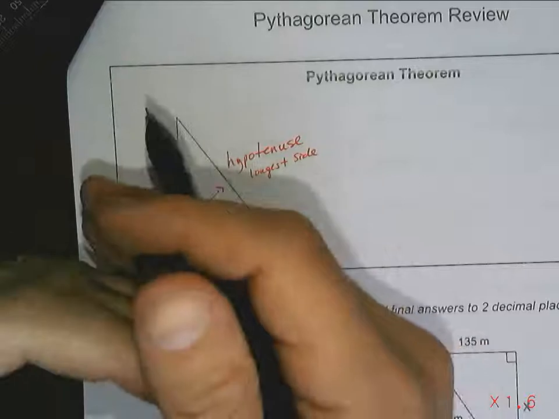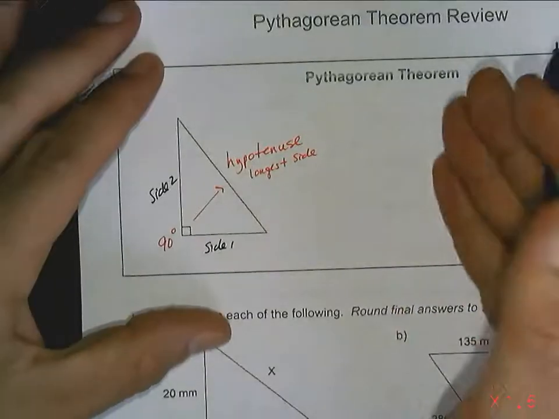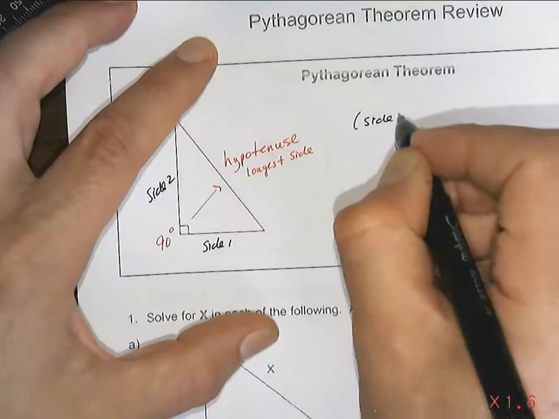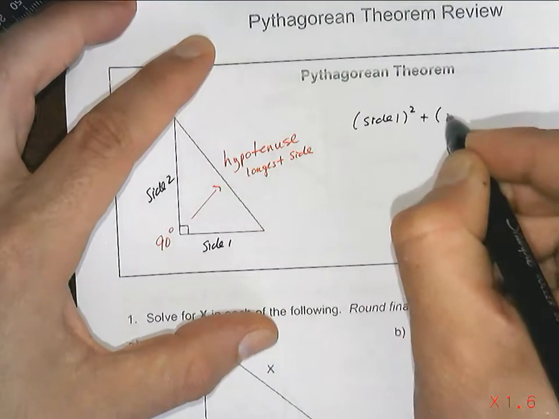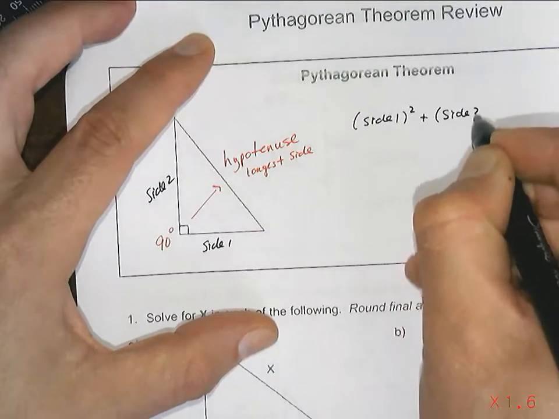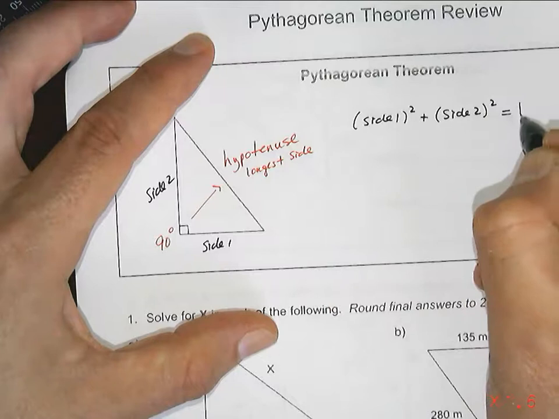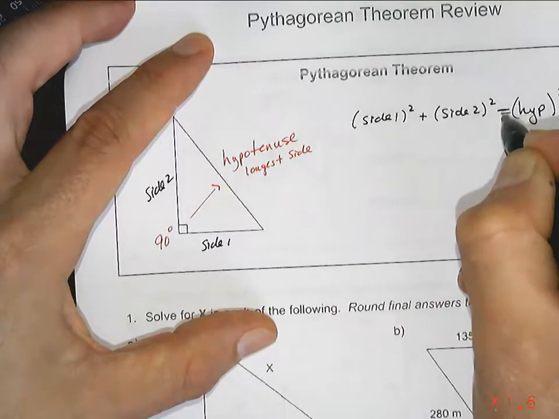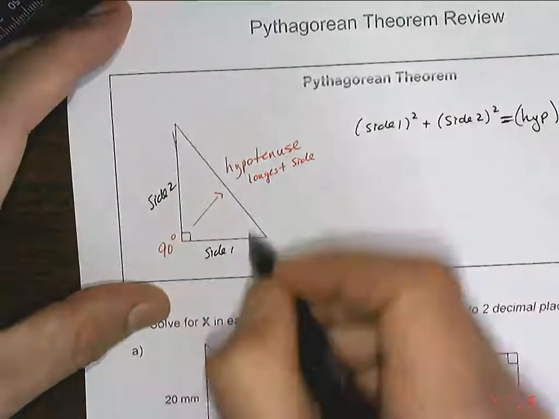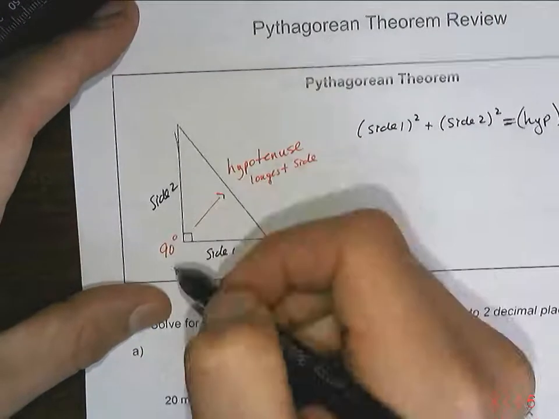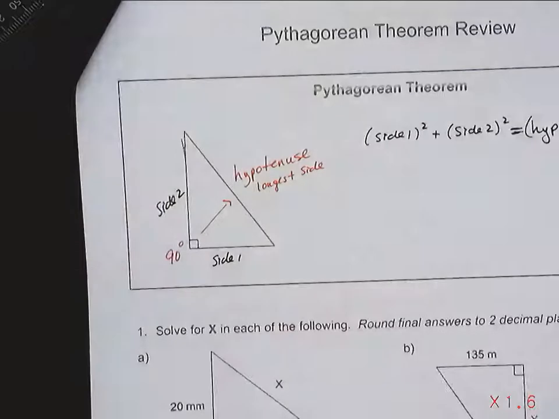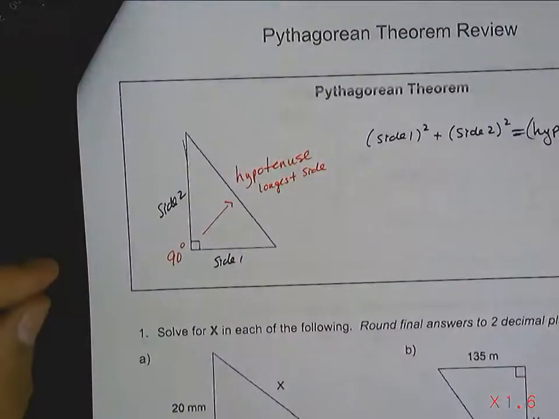Now, the formula for the Pythagorean theorem is one of the legs, doesn't matter which one, so side 1 squared, plus the other leg, which is side 2 squared, equals the hypotenuse squared. And we're talking about lengths there, okay? So we're talking about this length times this length, and this length squared plus this length squared equals this length squared.